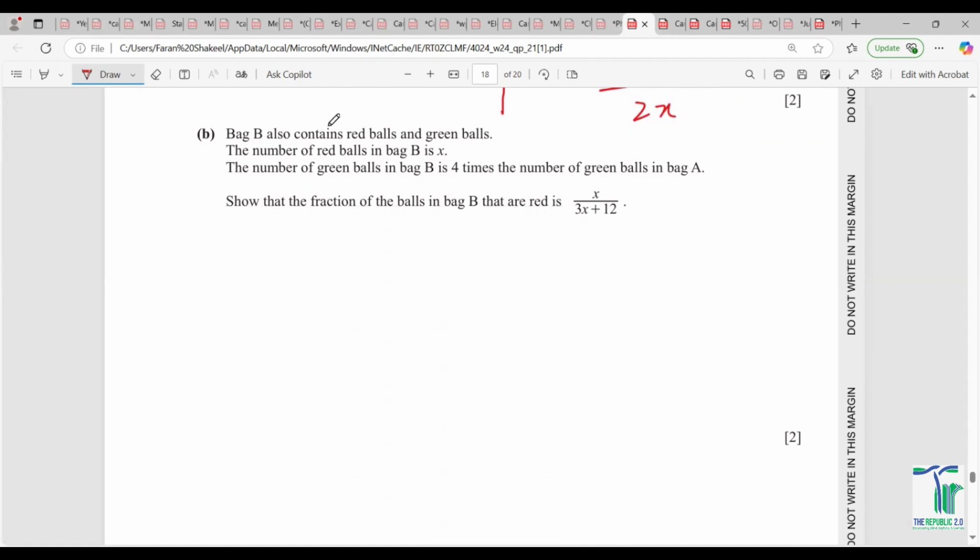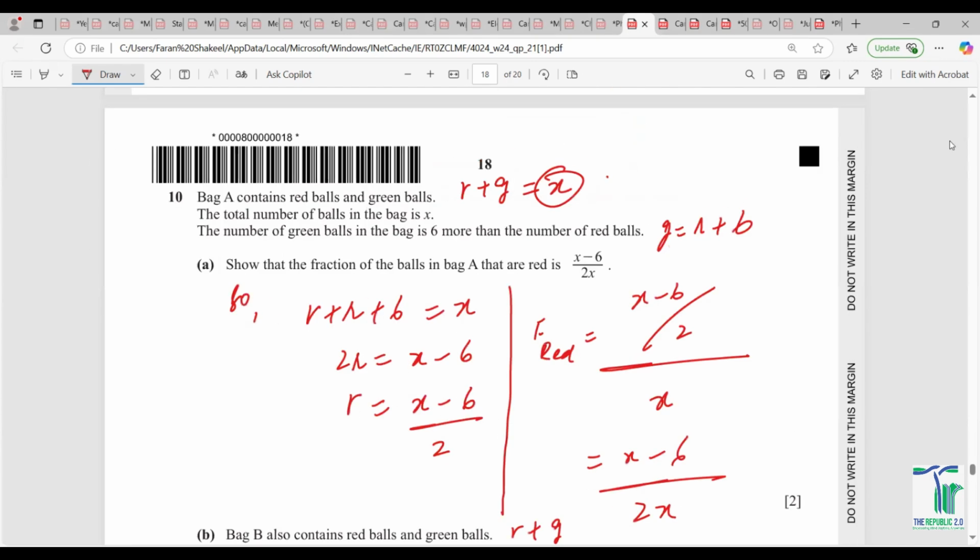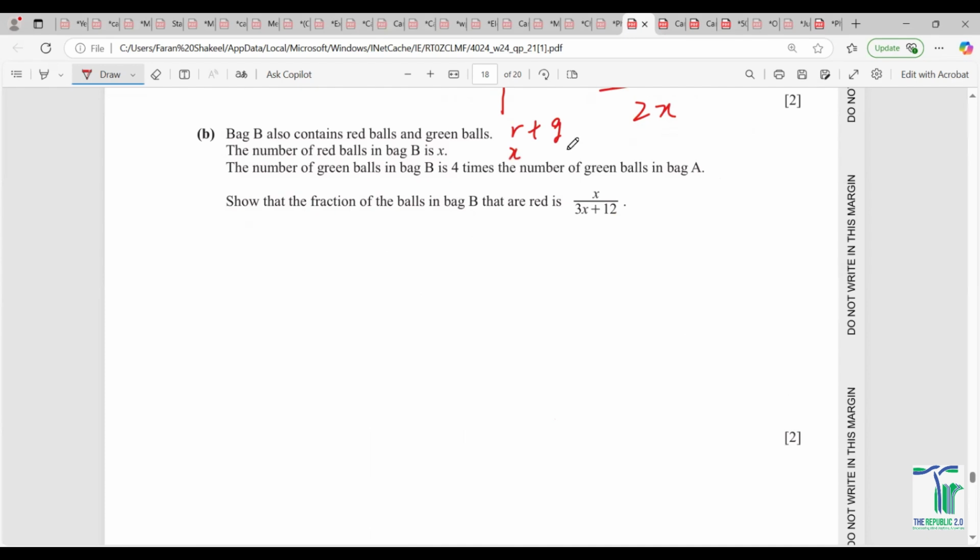Bag B also contains red balls and green balls. The number of red balls in bag B is X. So this is X. And the number of green balls in bag B is 4 times the number of green balls in bag A. The number of green balls in bag A was R plus 6, right? It was R plus 6.